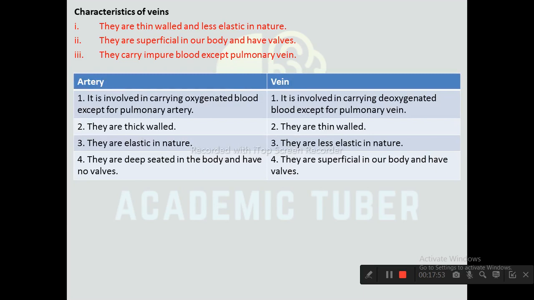Difference between arteries and veins. Artery is involved in carrying oxygenated blood except the pulmonary artery, whereas vein is involved in carrying deoxygenated blood except the pulmonary vein. Arteries are thick-walled, whereas veins are thin-walled. Arteries are more elastic, whereas veins are less elastic. Arteries are deeply seated in the body and have no valves, whereas veins are superficial in our body and have valves.